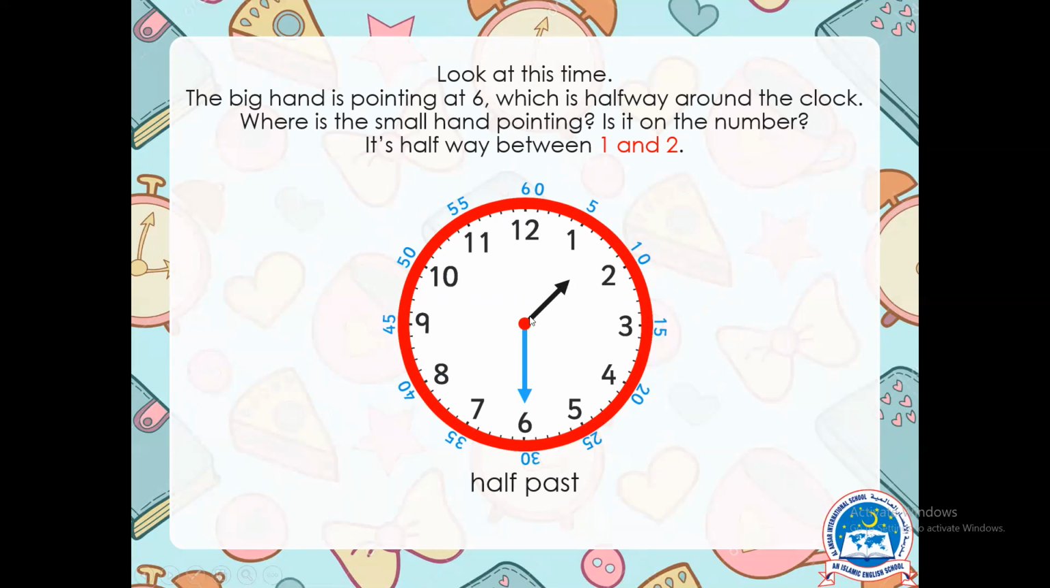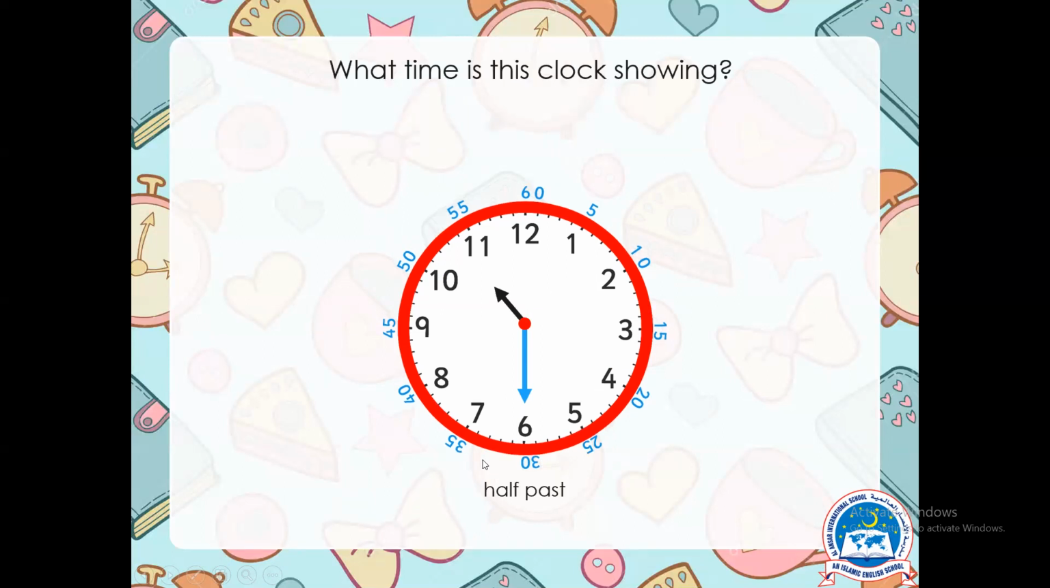And now look at the small hand. Where is the small hand pointing? Is it on the number? No. It is halfway between 1 and 2. So what is the time in this clock? What do we say? We say half past 1. Half past 1. Try to say it. Well done. Excellent.